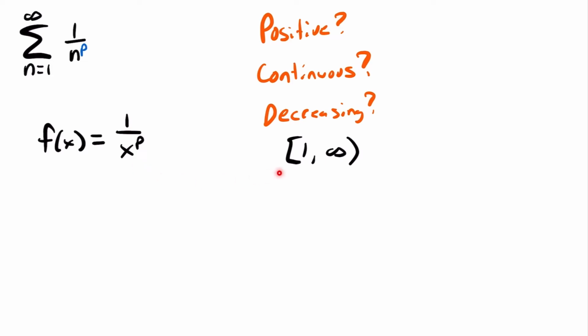If we were also working with negative values, then that wouldn't be true. But since we're only working with positive values, this function will always be positive. And so we can say that the function is positive. Alright, and so next we want to check to see if our function is continuous.